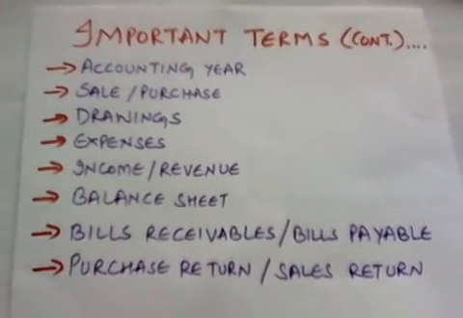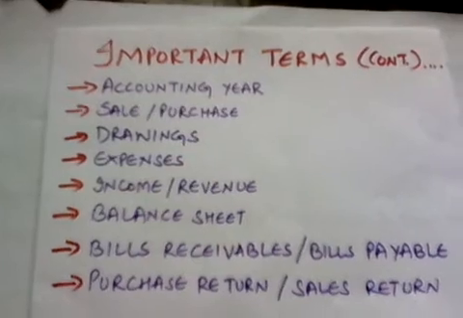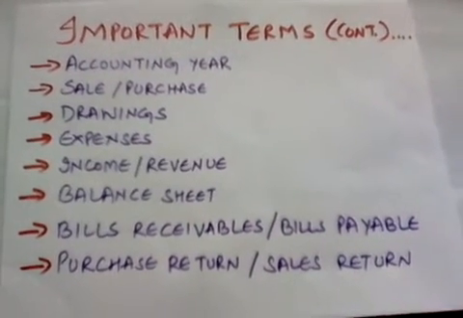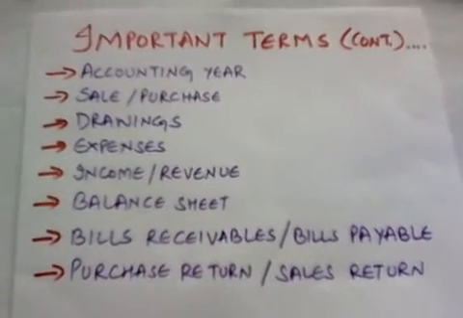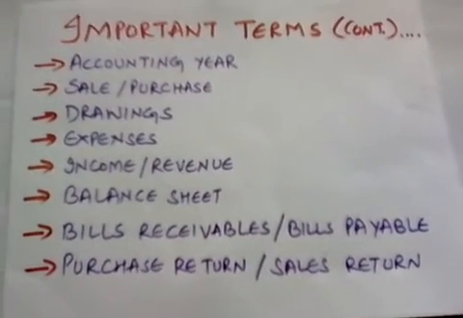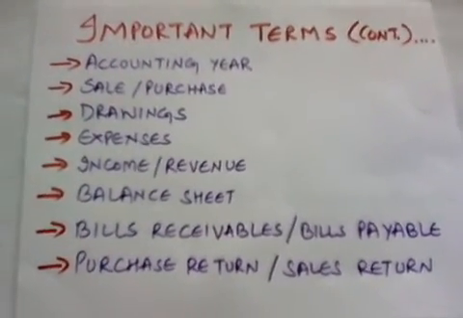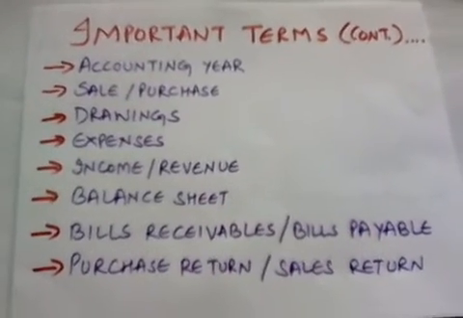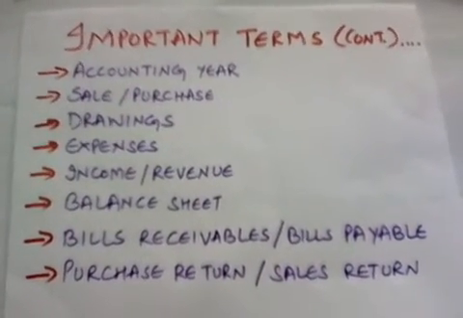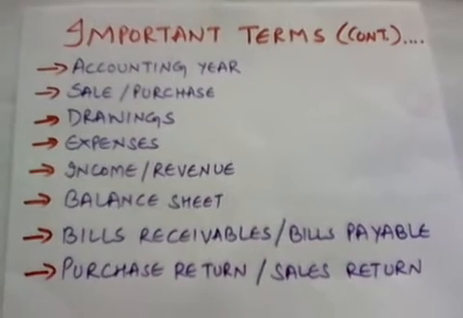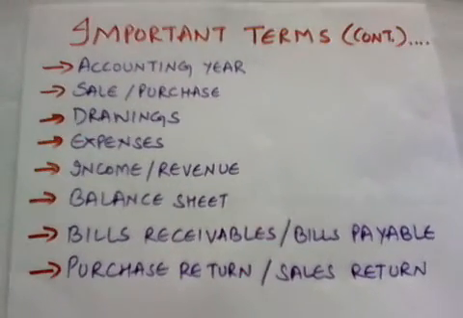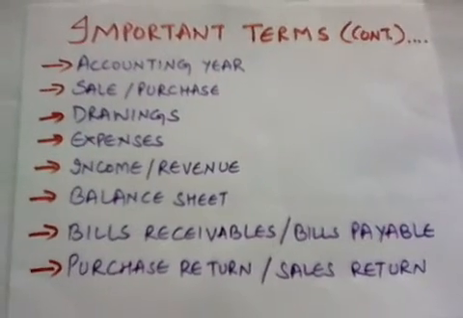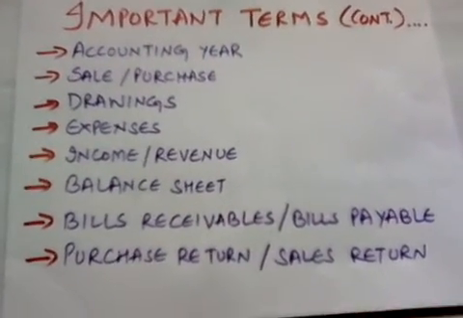Sale, purchase. Sale, if you are selling something to the customer, that is regarded as your sale. Purchase, if you are purchasing or buying something from somewhere, that will be regarded as your purchase. Drawings. Drawings is the amount which the owner withdraws from the business for his or her private or personal use. We'll discuss all these things in a few minutes.